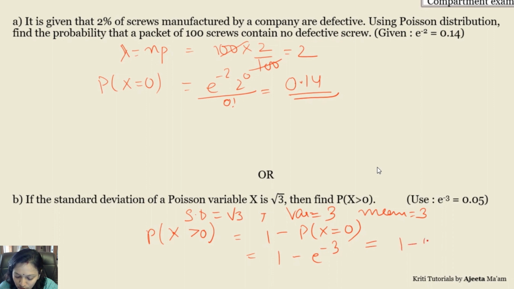So 1 minus, what's the value given? 0.95 will be the final answer. So this is full scoring probability. If you see, students, you just have to know the limited formula.